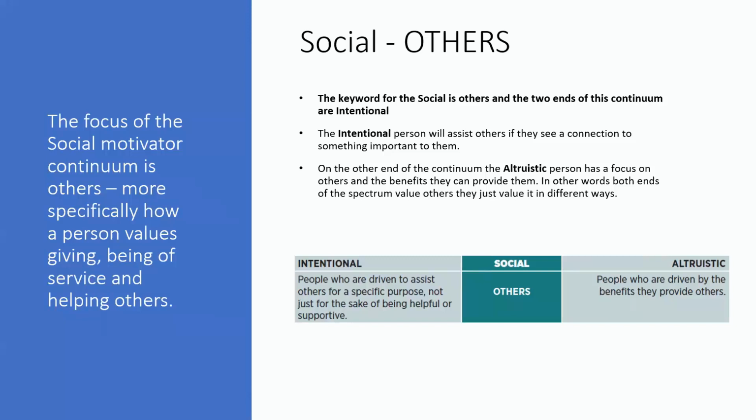The intentional person will assist others if they see a connection to something important to them, right? They're passionate about a cause, a driver, achieving a goal. On the other end of the continuum, the altruistic person has a focus on others and the benefits they can provide to them. The intentional person is someone that really is after something that is important to them. The altruistic person is focused on the benefits that they can provide to others. So those are the two ends of that continuum, right? They each value others. They just value them in different ways.